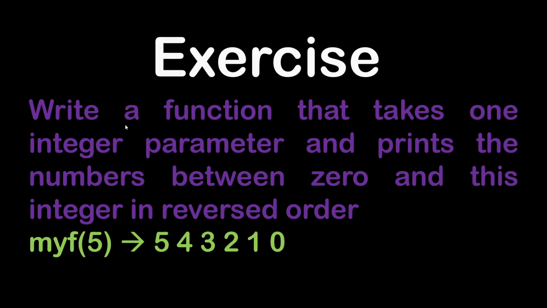Okay, now let's do an exercise. We will write a function that takes one integer parameter and prints the numbers between 0 and this integer in reversed order. Like my function, I will provide 5, for example, and my function will print on the screen 5, 4, 3, 2, 1, and 0.